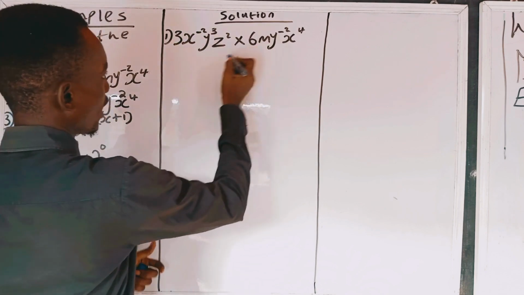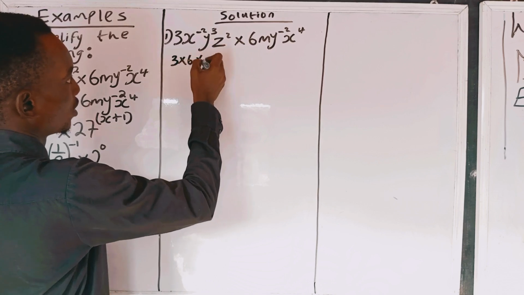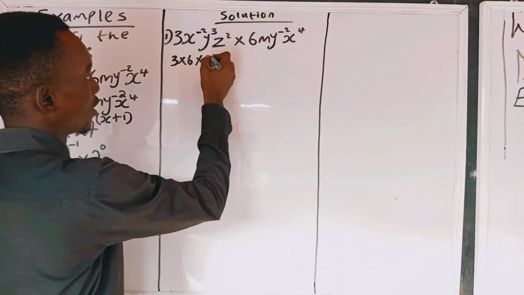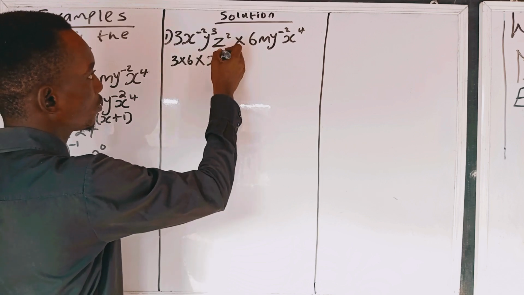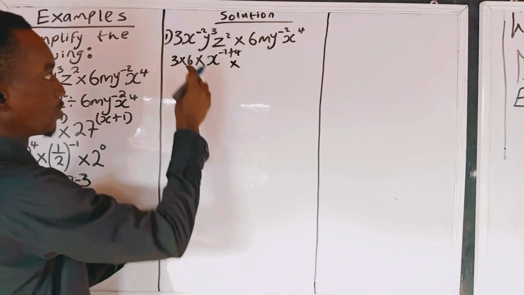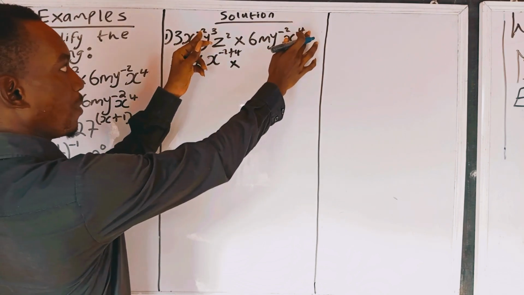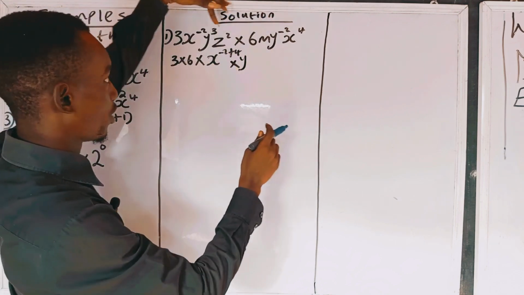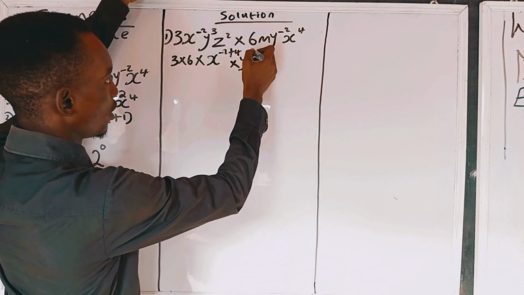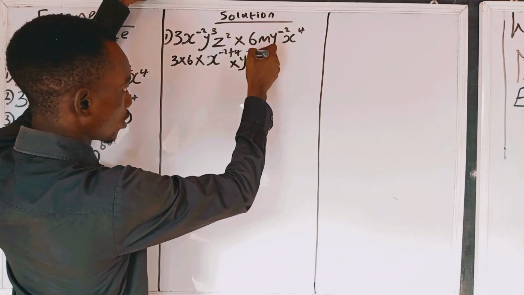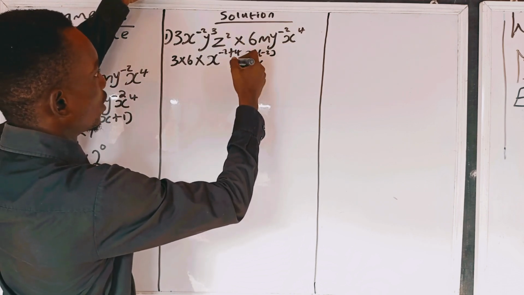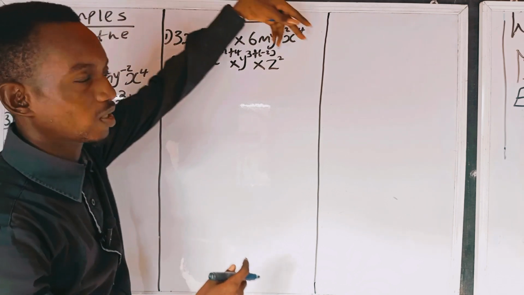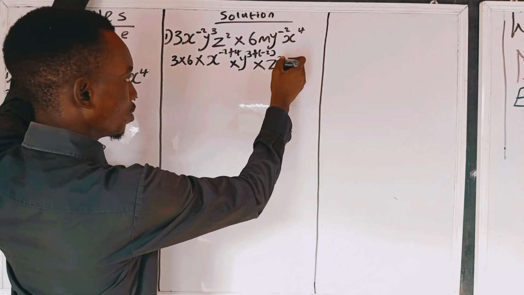So these two numbers multiply, that's 3 times 6. Times this x multiplies this x, they must be the same, not x with m, x and x. So we have x to the power of negative 2 plus 4, because when you're multiplying the same base, we add their powers. Times y also, we have y to the power of 3 plus negative 2, okay, then times z squared. Do we have any z here? No, we don't. So we can just say z squared times 1. We don't have any letter to multiply it with.